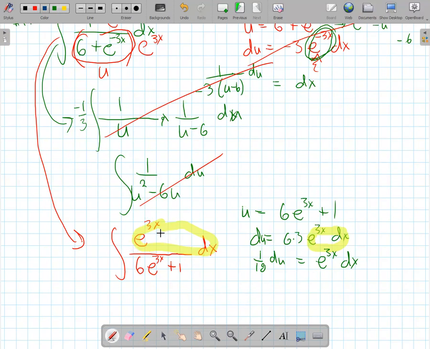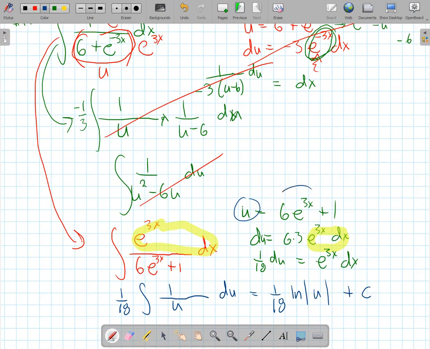So finishing my substitution here, the e to the 3x dx is now 1/18 du. So I'm going to pull the 1/18 out front. Integral 1 over u du. And the denominator here, the 6 e to the 3x plus 1, that is my u. The antiderivative for 1 over u is the natural log of the absolute value of u. And u, remember, is just this thing right here.